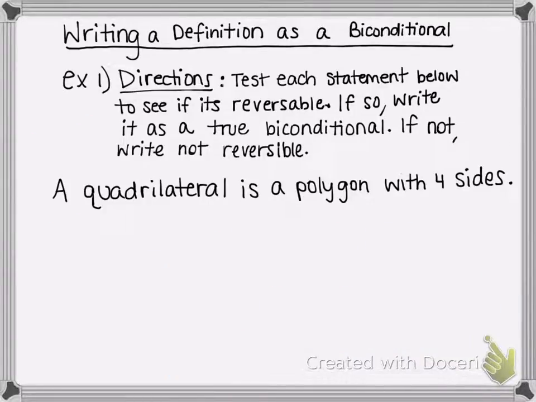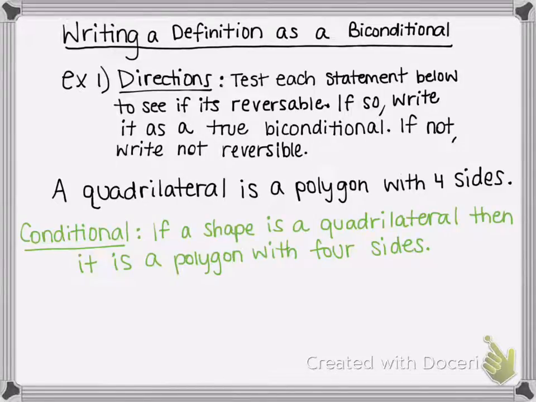So, example 1, a quadrilateral is a polygon with 4 sides. Okay, this goes back to Friday. You're given a statement and you have to write it as a conditional. So if we write it as a conditional, it should be somewhere along the lines of this. If a shape is a quadrilateral, then it is a polygon with 4 sides. Okay, somewhere along that line.